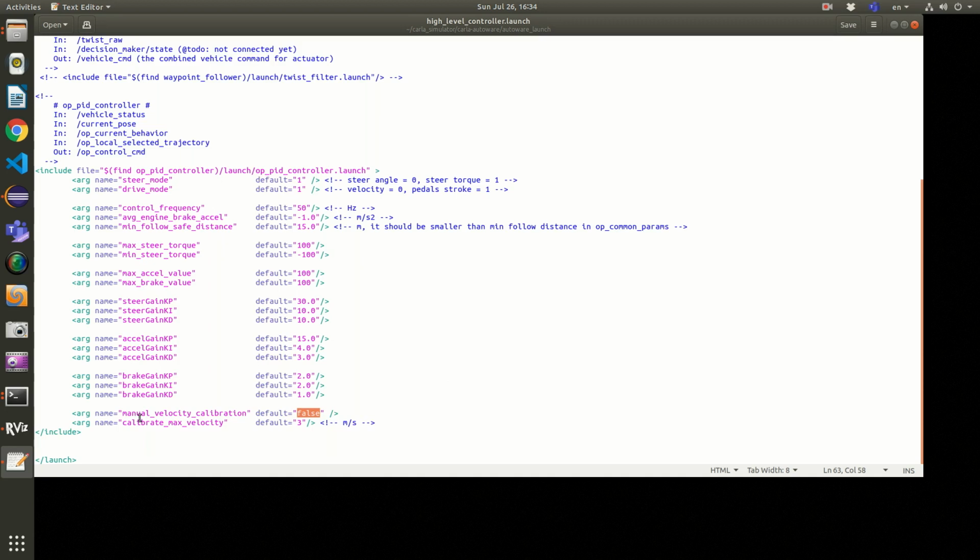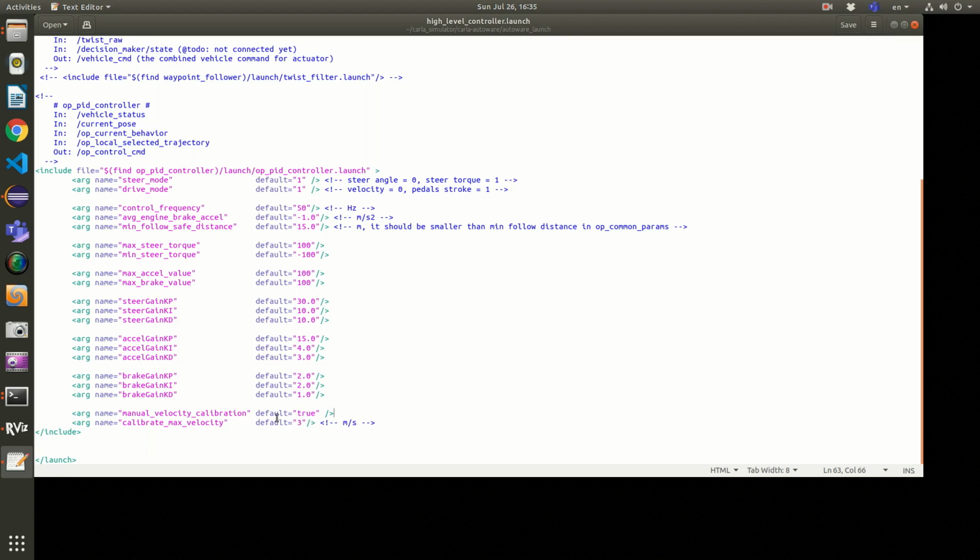I will enable this manual velocity calibration. When I enable this, I don't follow the path, the target point from the global path. I just try to achieve this velocity here, then brake to 0, and then again accelerate to this target velocity, and then brake to 0. By this, over 2 iterations, we can record the behavior of the acceleration and brake PID reaching a certain velocity and braking to 0.